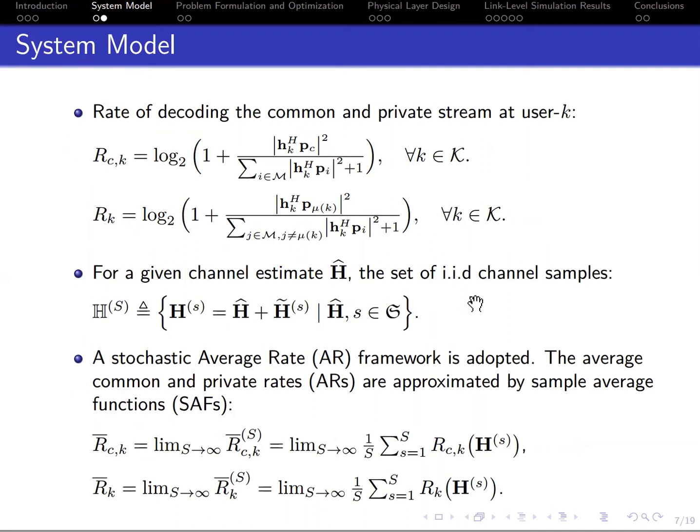Imperfect CSIT is considered in this paper. To model the CSIT uncertainty, the channel vector h is denoted by the sum of a channel estimate and a CSIT error. A stochastic average rate framework is adopted. For a given channel estimate, we construct realization samples. These realizations are available at the transmitter and can be used to approximate the average rate through sample average functions. The stochastic average rates are actually short-term measures, which capture the expected performance over the CSIT error distribution.